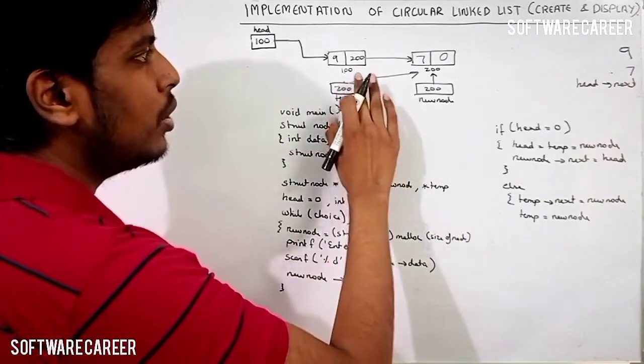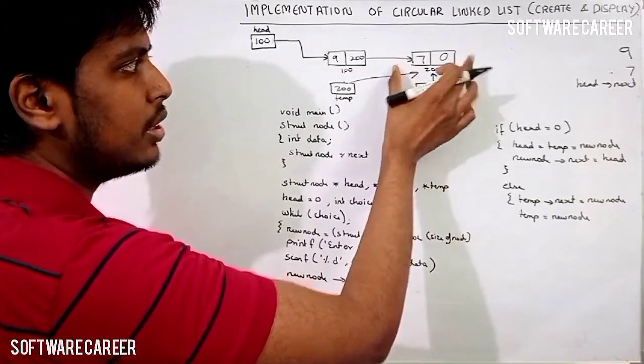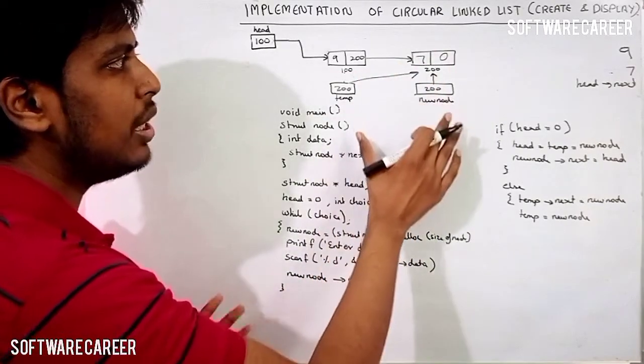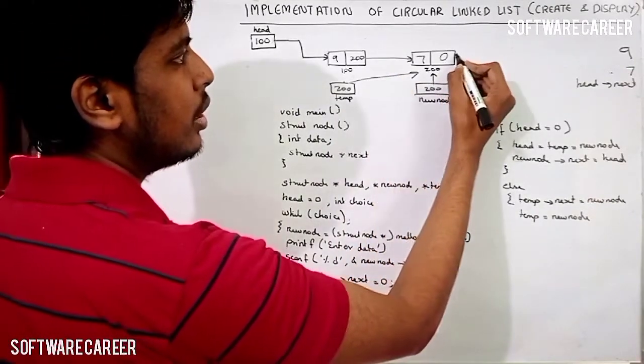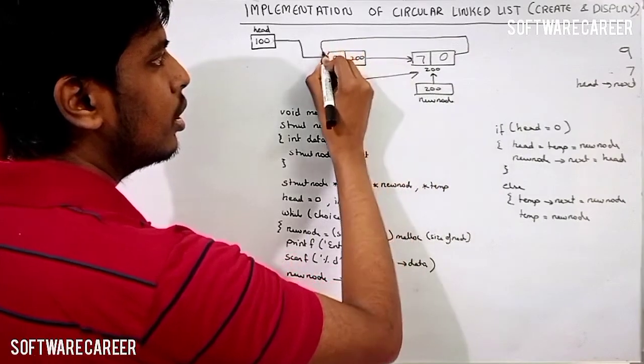Now see, now I have set this as second node. Now this is a normal linked list. Now I should make this circular. How can I make it? I should create a link here like this.